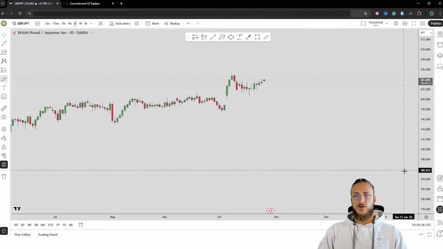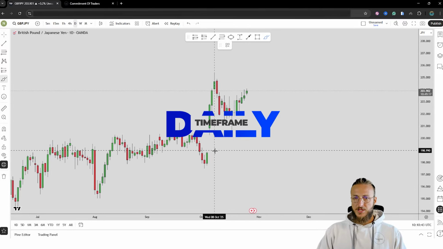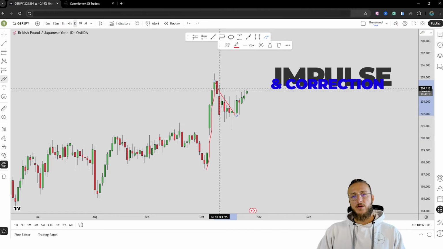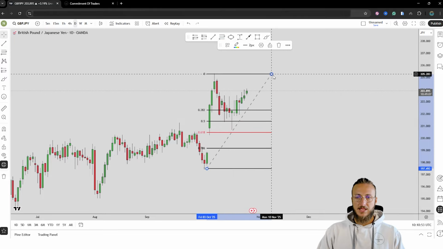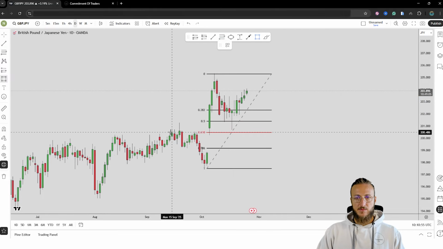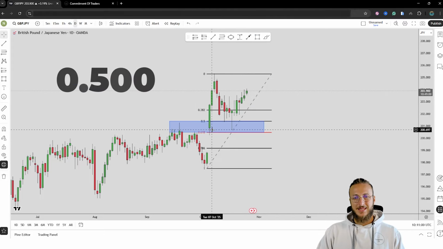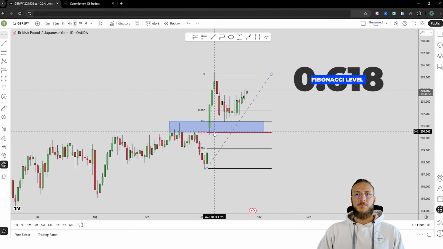This appears even more clearly if we go down on the daily time frame. Here on the daily, we can see a perfect impulse to the upside followed by a correction. Now, after an impulse, if you want to measure the correction, you have to take your Fibonacci from the low to the high of the impulse leg. And what this shows us is that the market has retraced exactly to the area in between the 50% and 0.618 Fibonacci retracements. Now, this is not by chance.